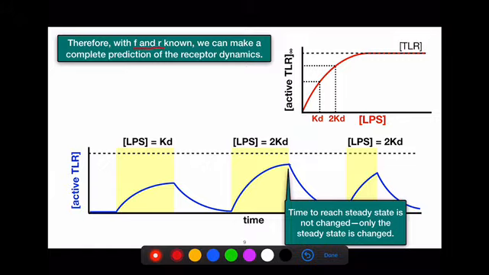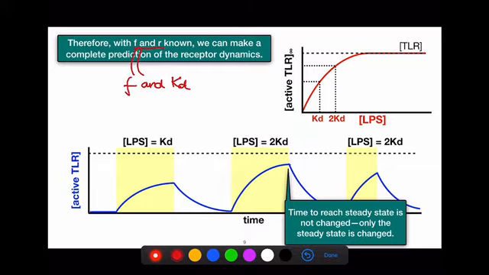Knowing f and r is equivalent to knowing f and Kd, because Kd is r over f. Those two are all we need to know. And you can have this imaginary simulation of LPS available at many different concentrations at many different durations. It can be totally arbitrary.